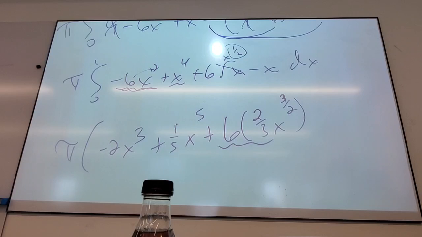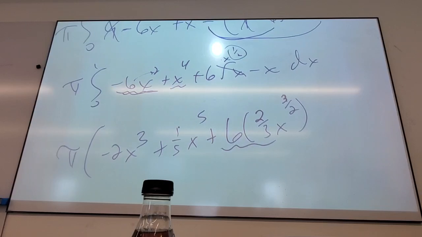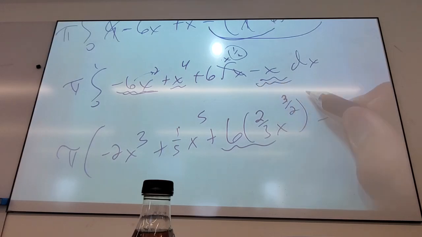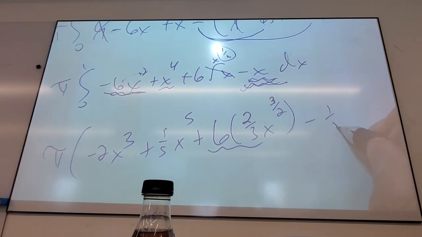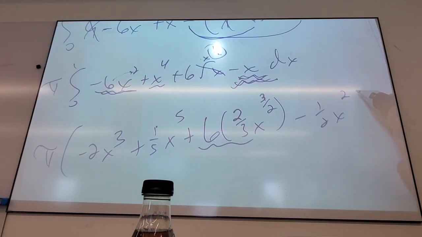Some of you guys did some really magical stuff on the test where suddenly the answer came out. I'm like, where did that come from? So show me where things are coming from. And then minus one and a half, okay, 1.5 x squared or x squared over 2, that's fine.